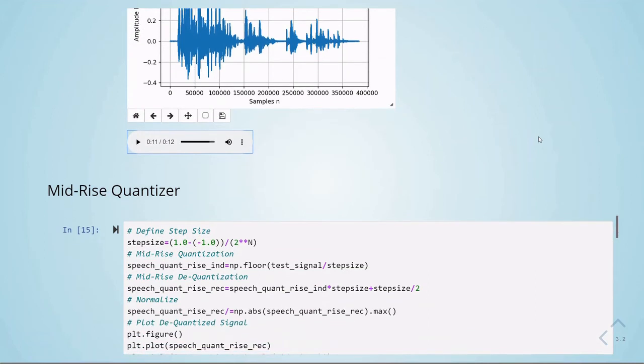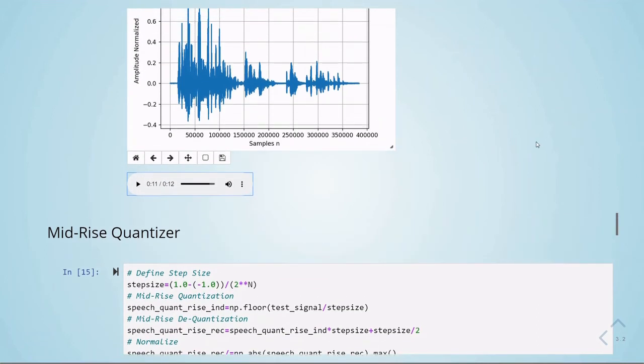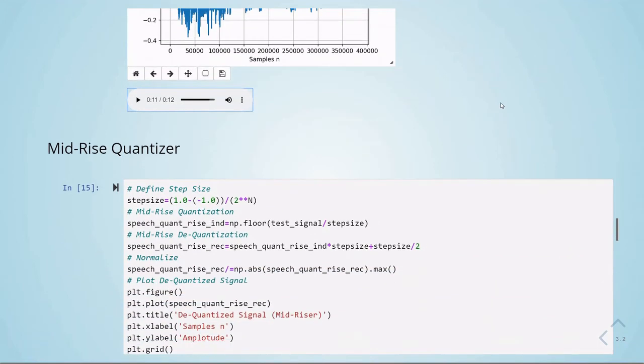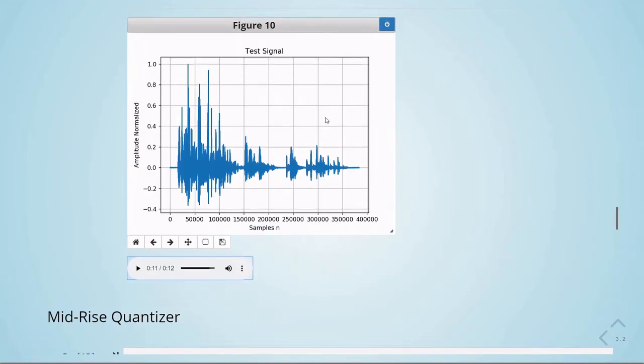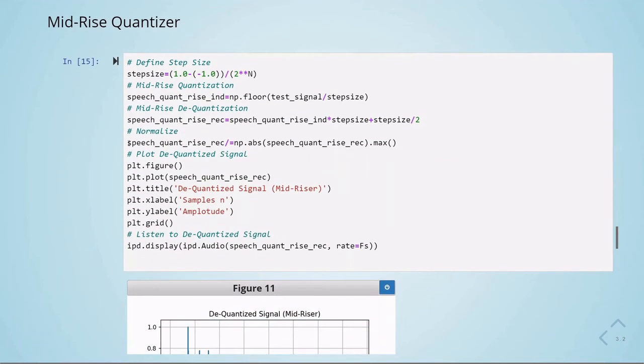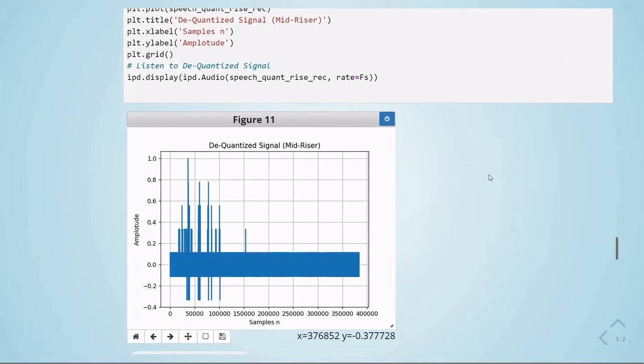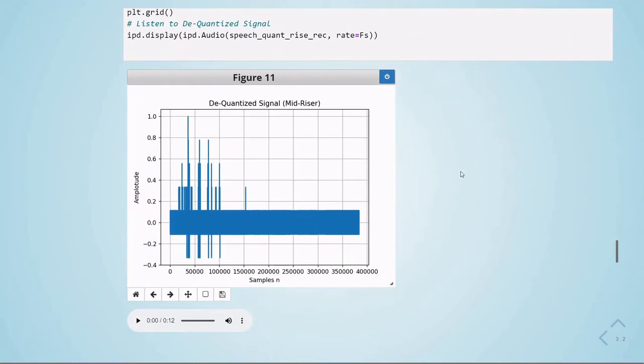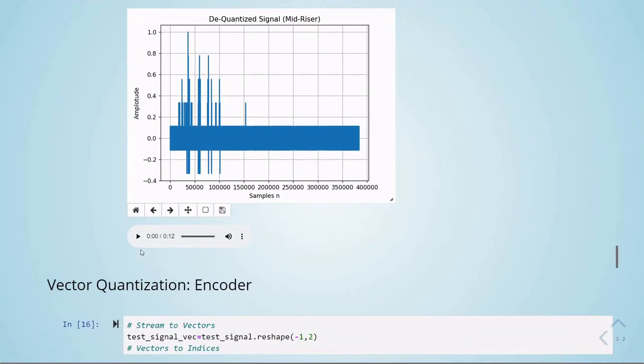So just for comparison, I'm going to encode using the mid-rise quantizer, the normal uniform quantizer we've seen before. So I'm going first to use this mid-rise quantizer, and this is what I'm doing here. I'm creating the mid-rise quantizer, and this is the quantized and dequantized signal. So we can listen, and we see there's a lot of quantization error with the mid-riser.